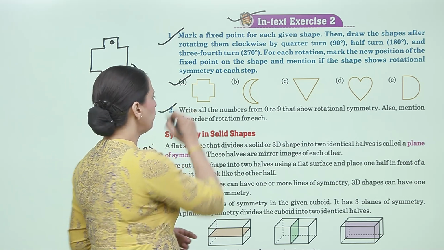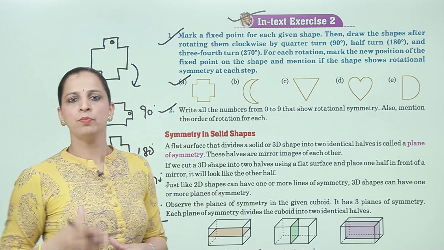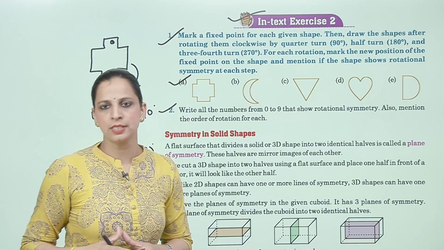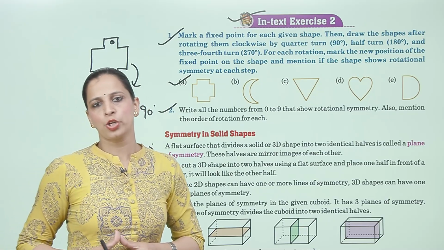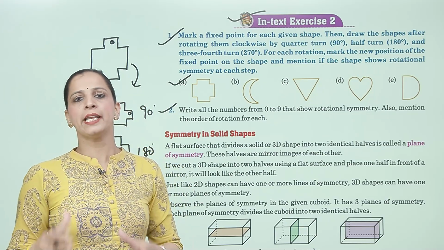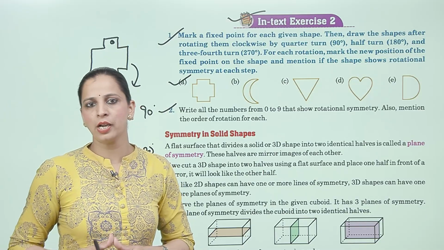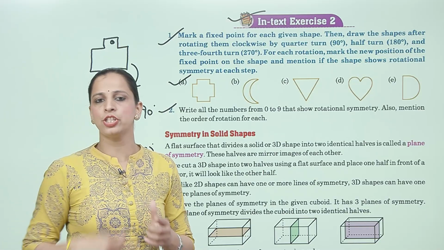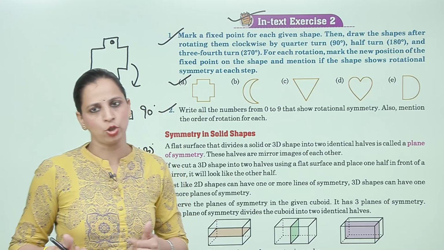नाउ नेक्स्ट क्वेश्चन नंबर 2. Write all the numbers from 0 to 9 that show rotational symmetry. Also mention the order of rotation for each. So 0 से लेके 9 तक सभी नंबर्स के आप rotational symmetry लिखा लेंगे और ऑर्डर निकालेंगे कि कितने ऑर्डर के बाद वो सेम पोजीशन पे आ जाएंगे. तो क्वेश्चन आपको ट्राई करेंगे.